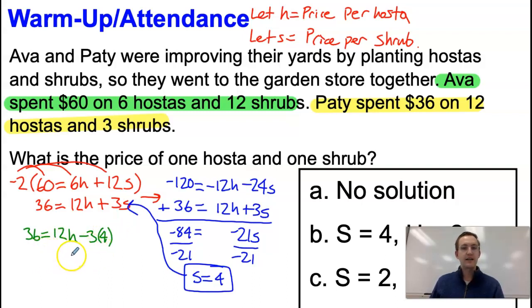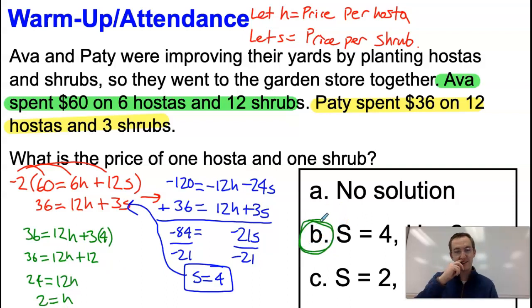So now we've got 36 equals 12H plus 12. We've got to subtract 12 from both sides. So we get 24 equal to 12H. Divide by 12 on both sides. So we get 2 equals H, or our answer would be part B. So $2 per hosta, $4 per shrub. Good review of systems of equations, especially before our Chapter 4 test next week, Monday.